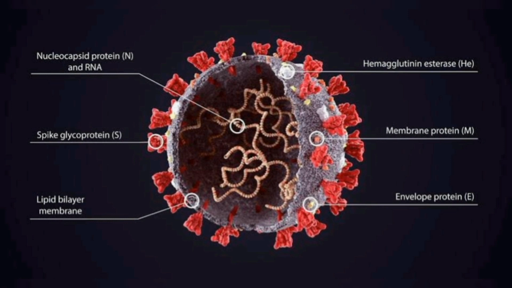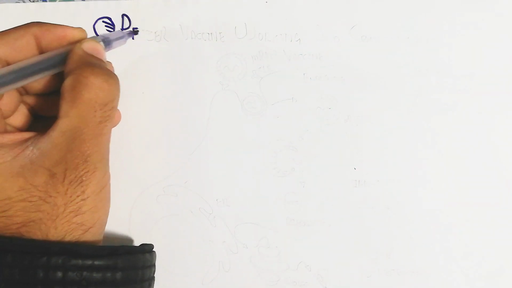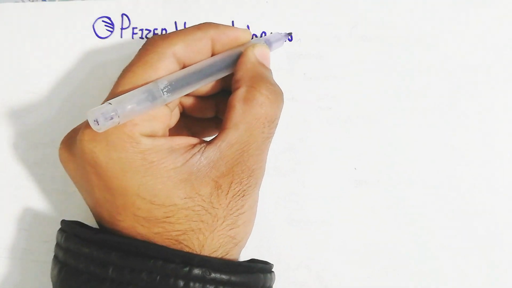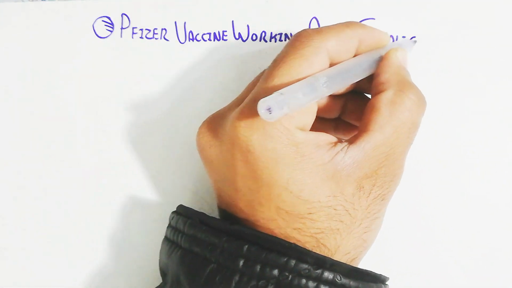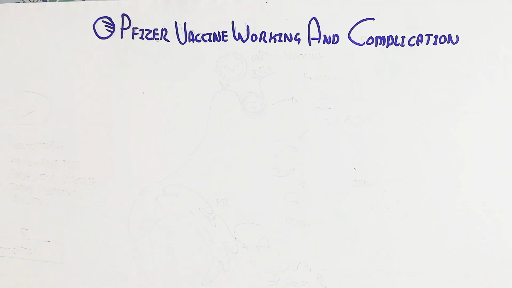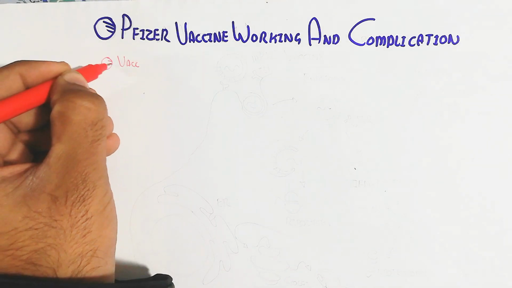So against the COVID-19, there is a nucleocapsid protein and RNA, spike glycoprotein and lipid bilayer membrane, hemagglutinin esterase, membrane protein, and envelope protein. This is the COVID-19 virus, the SARS-CoV-2. And let's begin to understand the Pfizer vaccine working and complication.